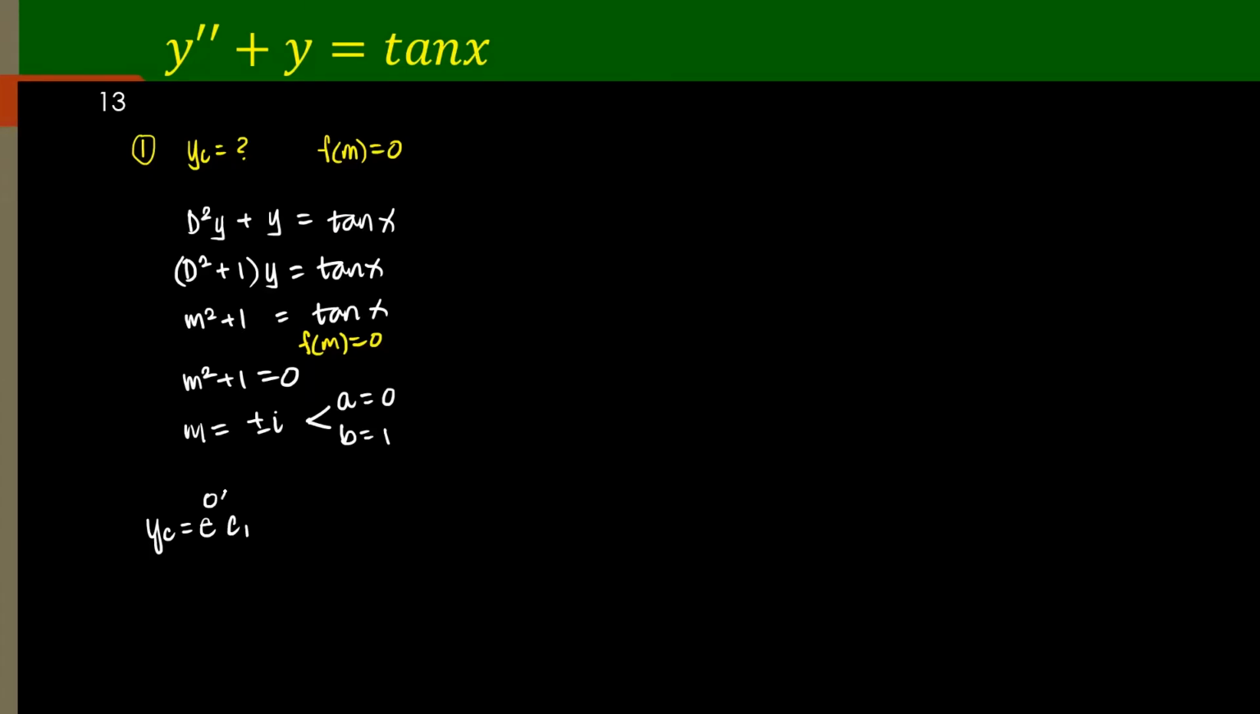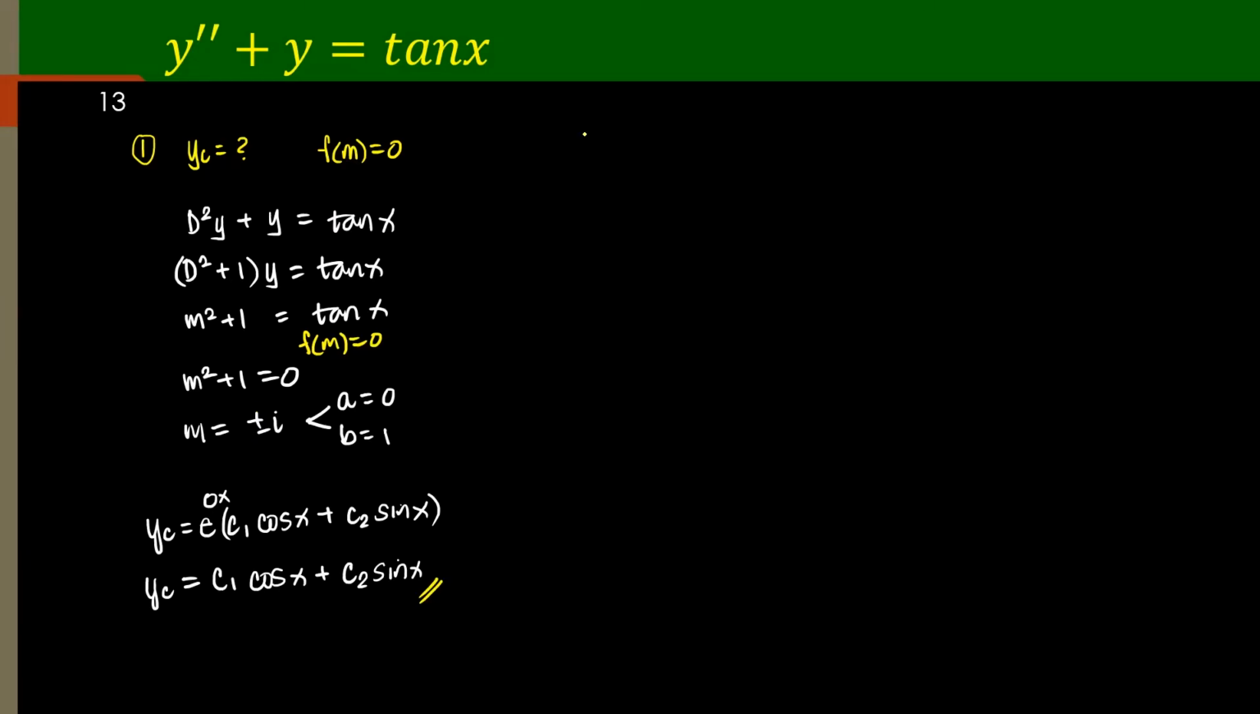Some of you might write e to the 0x, c1 cosine of x plus c2 sine of x. Am I correct? And then, since that's e to the 0, that's equal to 1, I can just say c1 cosine of x plus c2 sine of x.